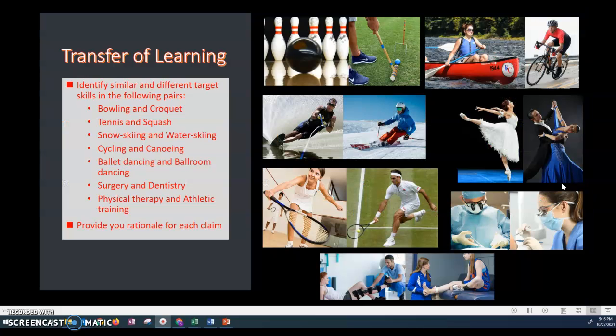So the thing we want to know about transferring is there are three different types of transfer. And if we were meeting in class, we would look at this. If you guys want to pause the video here and take a look, you're welcome to identify some of the things that would be similar or different between these two sets of skills, right? So we have bowling and croquet, canoeing and biking here, water skiing and downhill snow skiing, and ballroom dance and ballet, all these different things. A good example that we'll look at a little bit later is between tennis and squash or tennis and racquetball.